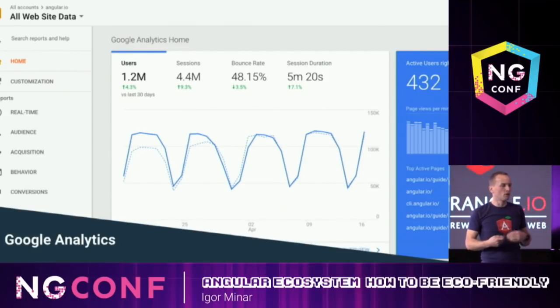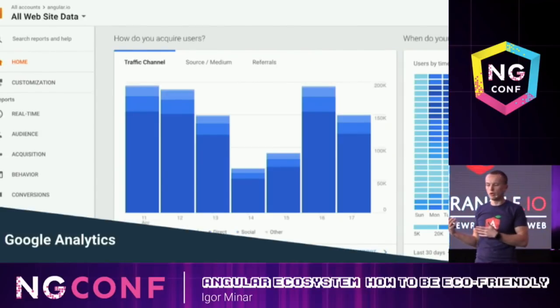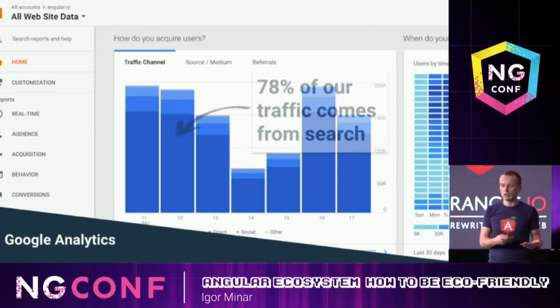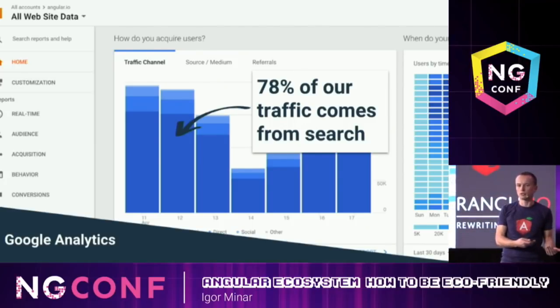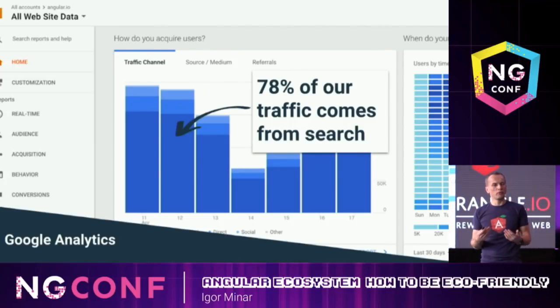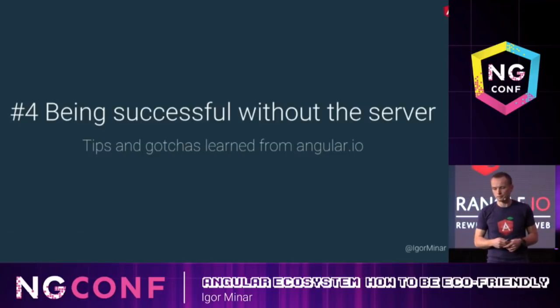We use Google Analytics to understand the patterns of our users. This allows us to understand, is there growth on the site, or what are the traffic sources in our site? For example, I was surprised to discover that 78% of all of our traffic comes from organic search. And this made me think, well, maybe we should pay more attention to this search thing, because if this is how users discover Angular and come to a site and learn about APIs, this is a worthy investment. So understand your audience, use the tools to do that.